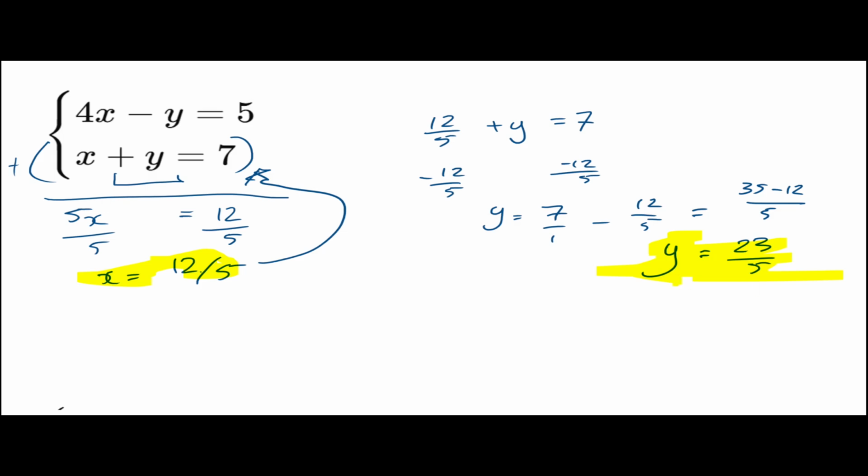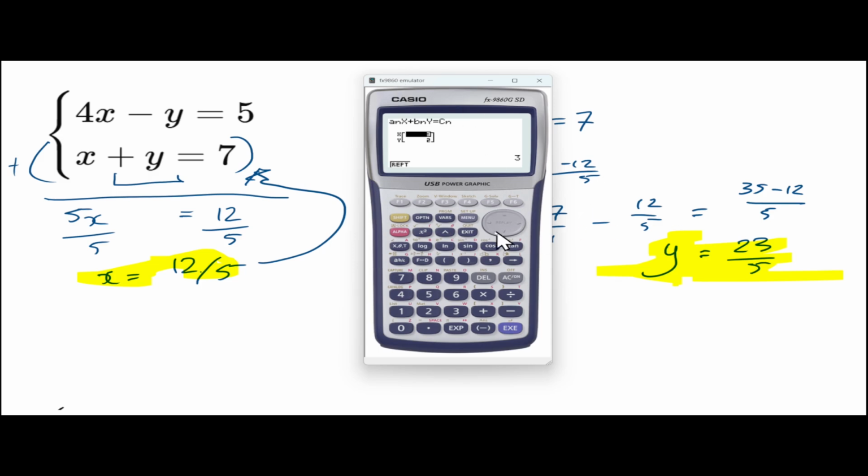Could we do that using the calculator? Yes, we could do that using the calculator. And we're just going to put those numbers in: 4, negative 1, 5, 1, 1, 7. Solve, and it gives us x equals 2.4, which is 12 over 5. I just left it as an improper fraction. And y equals 23 over 5, which is 4.6 as a decimal, and that's our final answer.